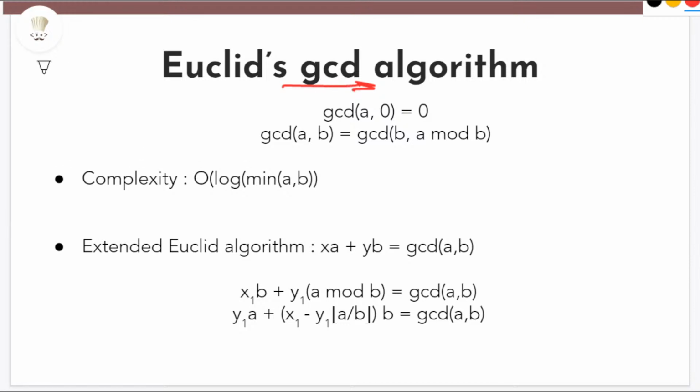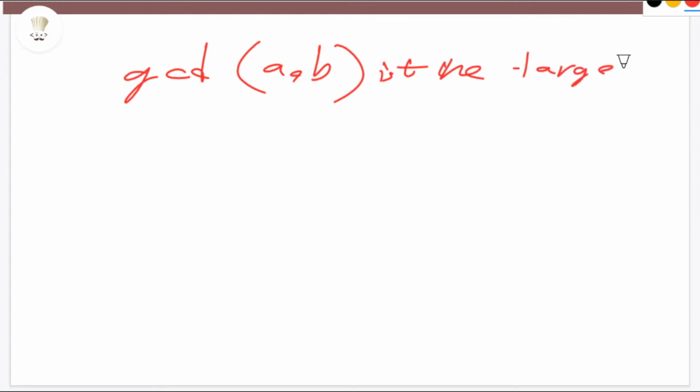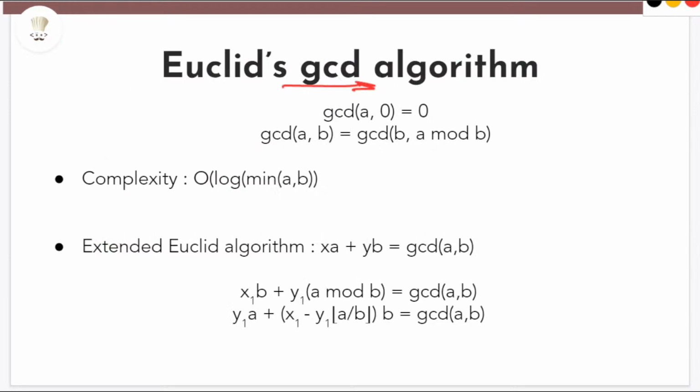GCD, as many of you might remember, GCD of a comma b is the largest possible d such that d divides a and d divides b. GCD, which is the greatest common divisor of a and b. There is not much really to explain here. d is just the largest number which divides a and divides b. The common divisors of a and b are all of the numbers which divide a and b as well. The largest of those numbers is considered as GCD of a comma b.